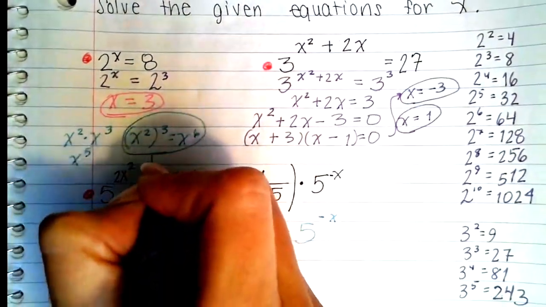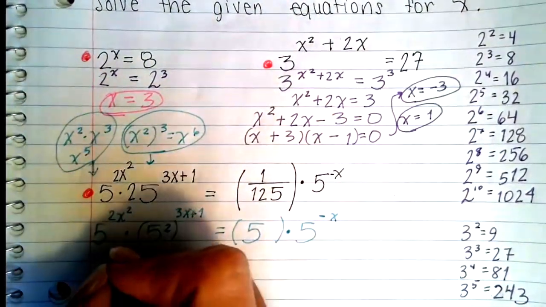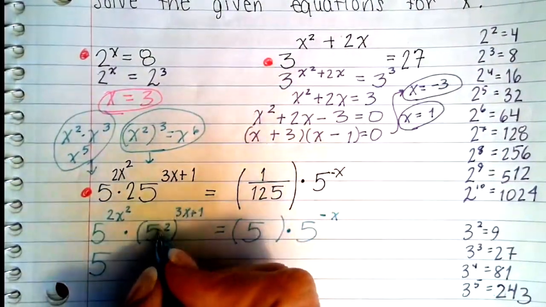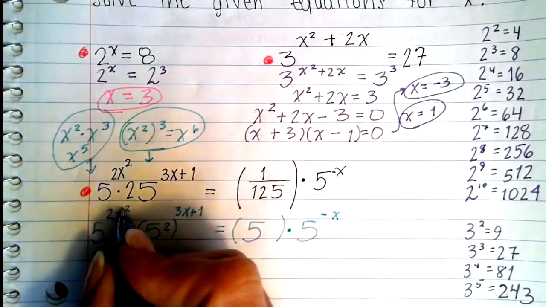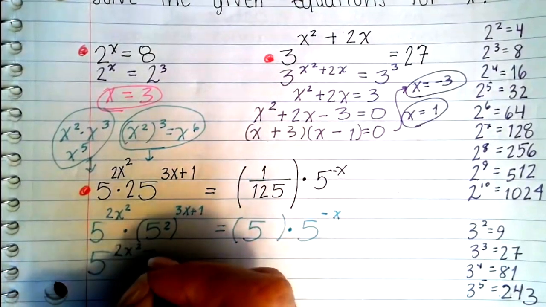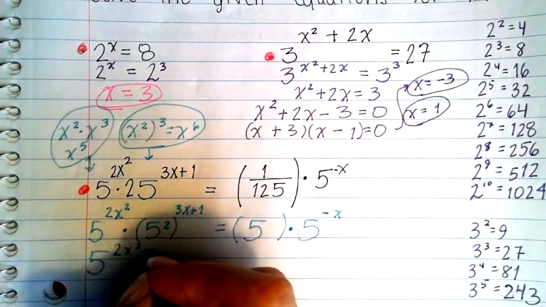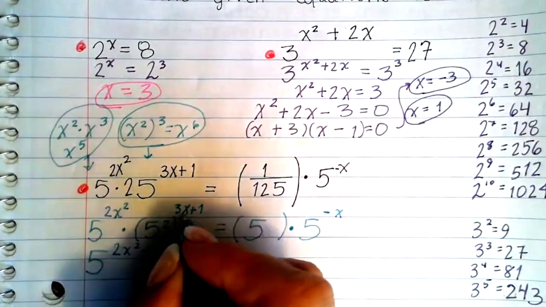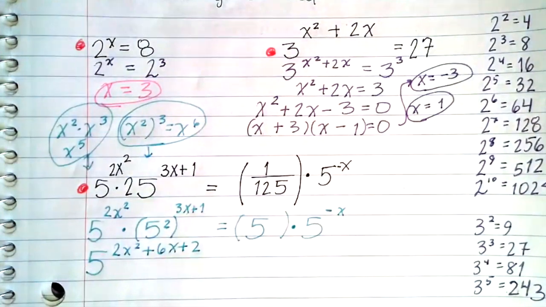Which one of these do we want to use first? I'm going to concentrate on the 5 to the second raised to the 3x plus 1 first. We're going to multiply those exponents. That will give us 6x plus 2. Now, just to save a few steps of writing, 5 to the 2x squared times 5 to the 6x plus 2 is 5 to a power times 5 to a power. That's when you add your exponents. So we're going to write 5 raised to the 2x squared plus 6x plus 2.